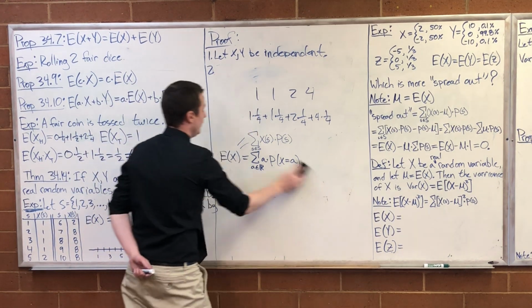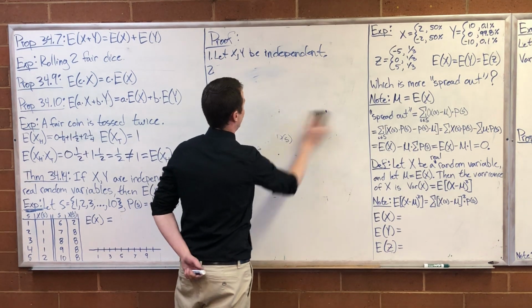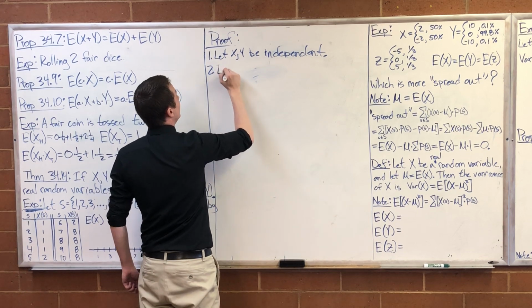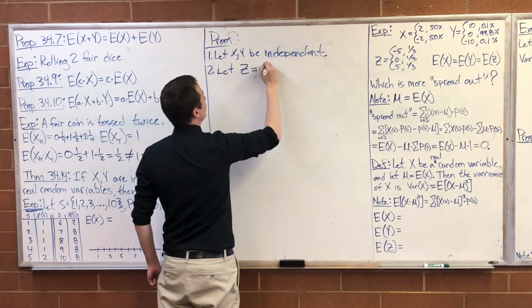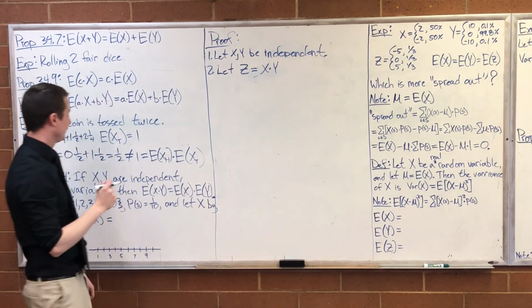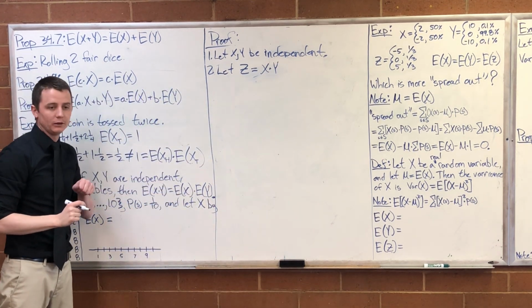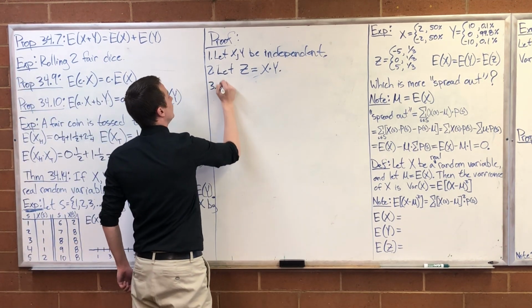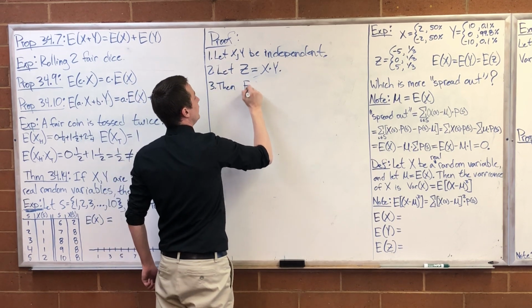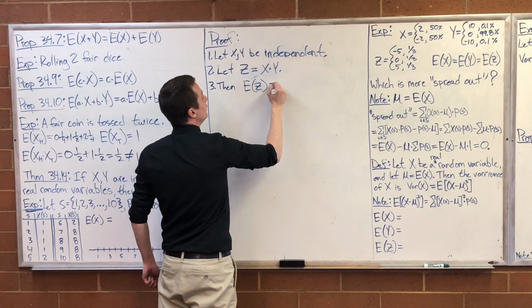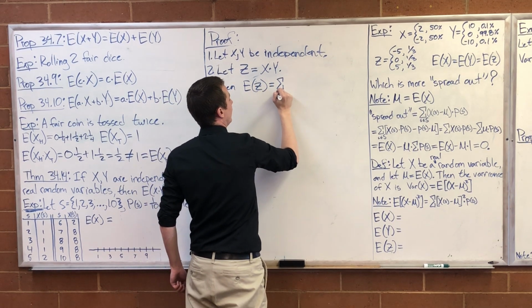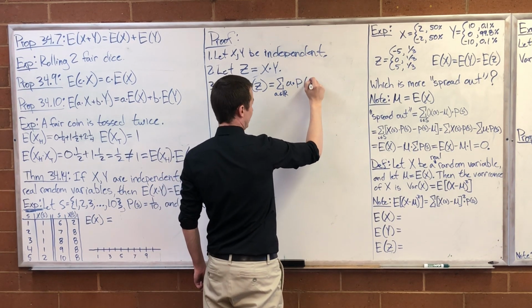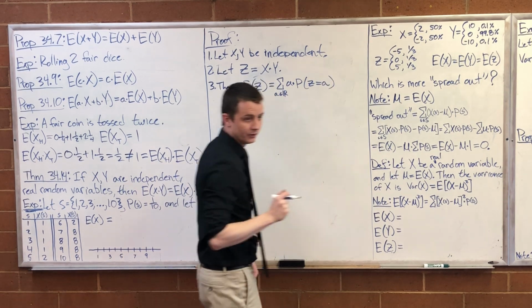Yep. Okay. So the way the author starts this: let X, Y be independent, and then let Z equal X times Y. Now we're going to show that the expected value of Z is equal to the expected value of X times the expected value of Y. Same thing. So then the expected value of Z is equal to the sum for all A in R of A times the probability that Z is equal to A. Right?